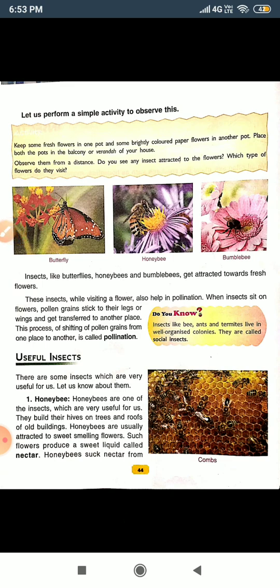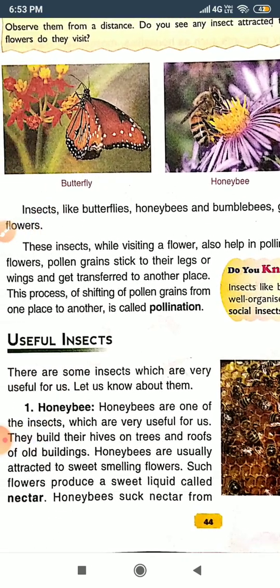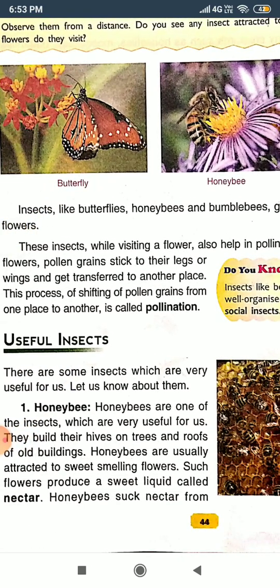Now see the honeybee. Do you know the honeybee? See this paragraph. Honeybees are one of the insects which are very useful for us, and they build their hives on the tree and roofs of the old buildings. Honeybees are usually attracted to sweet smelling flowers, and such flowers produce a sweet liquid called nectar. The honeybee sucks nectar from the flowers and carries it to the hive where they live.